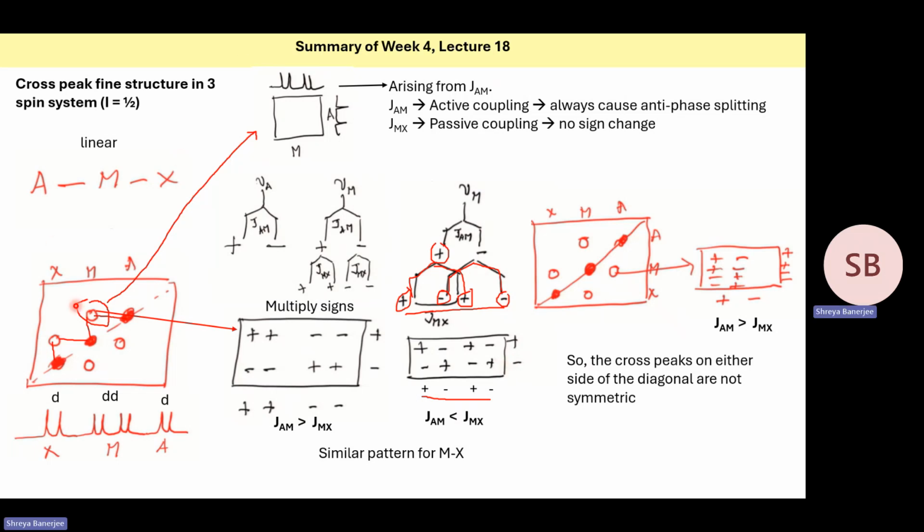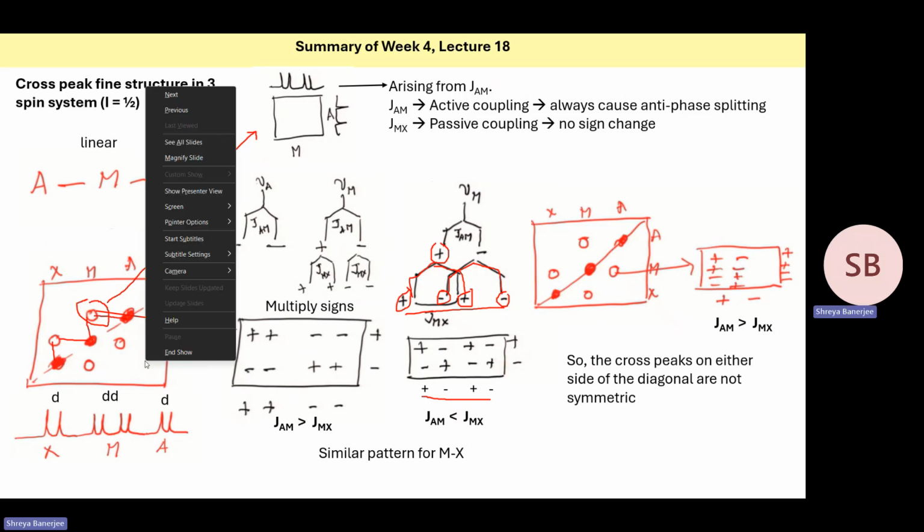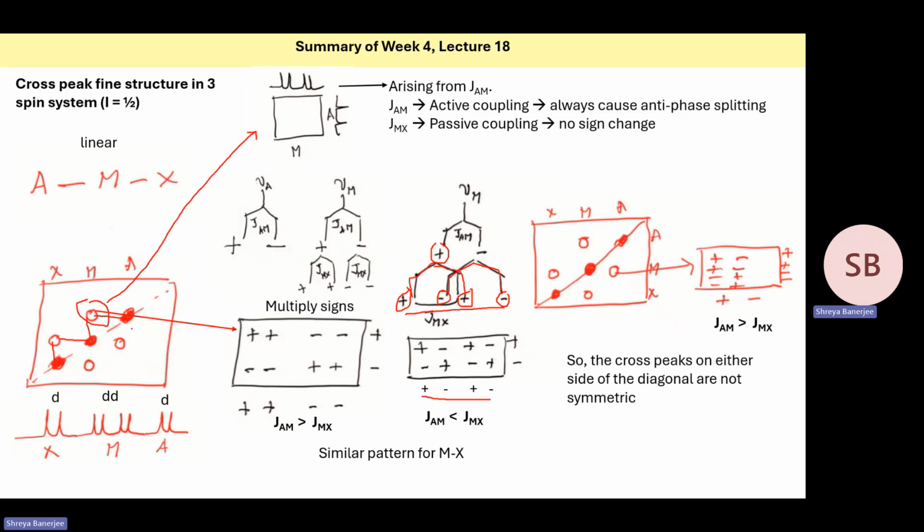Now if we look at the mirror image cross peak, we will look at this one. In this cross peak, we had taken M in the x-axis and A in the y-axis. In the mirror image cross peak, we will take the opposite. So we will take A in the x-axis, and we will take M in the y-axis here. Now if you look at the fine structure, it is different. So JAM greater than MX.